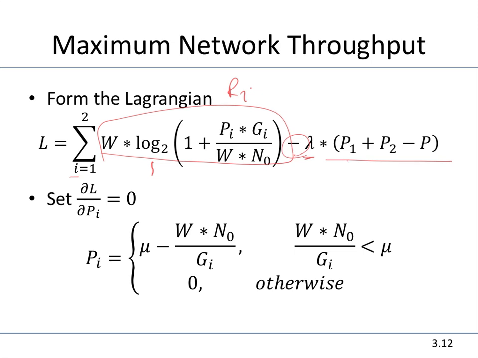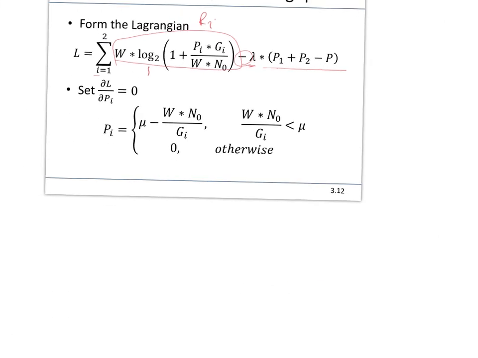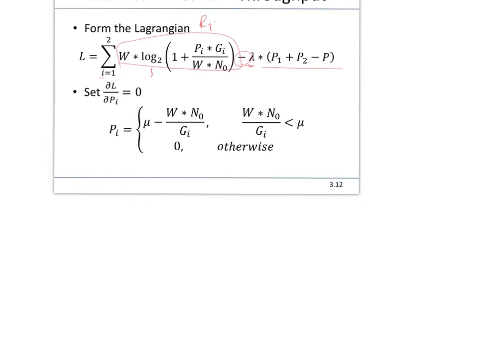At optimization, P1 and P2 equals P, in which case lambda we don't care. Okay? So we can take the derivative of L with respect to P1, P2 and lambda. I'll just do the derivative for Pi, and the rest is easy. So of course, be careful here. This is log 2. This is log 2.